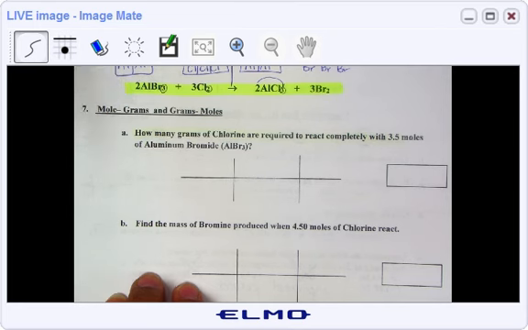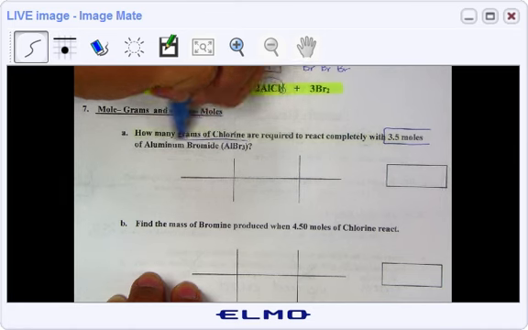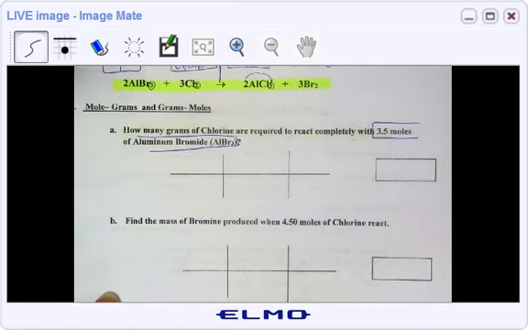Before I read it, I'm just going to look at what I am given. 3.5 moles of aluminum bromide. Whatever you're given will always go in the top left-hand corner.